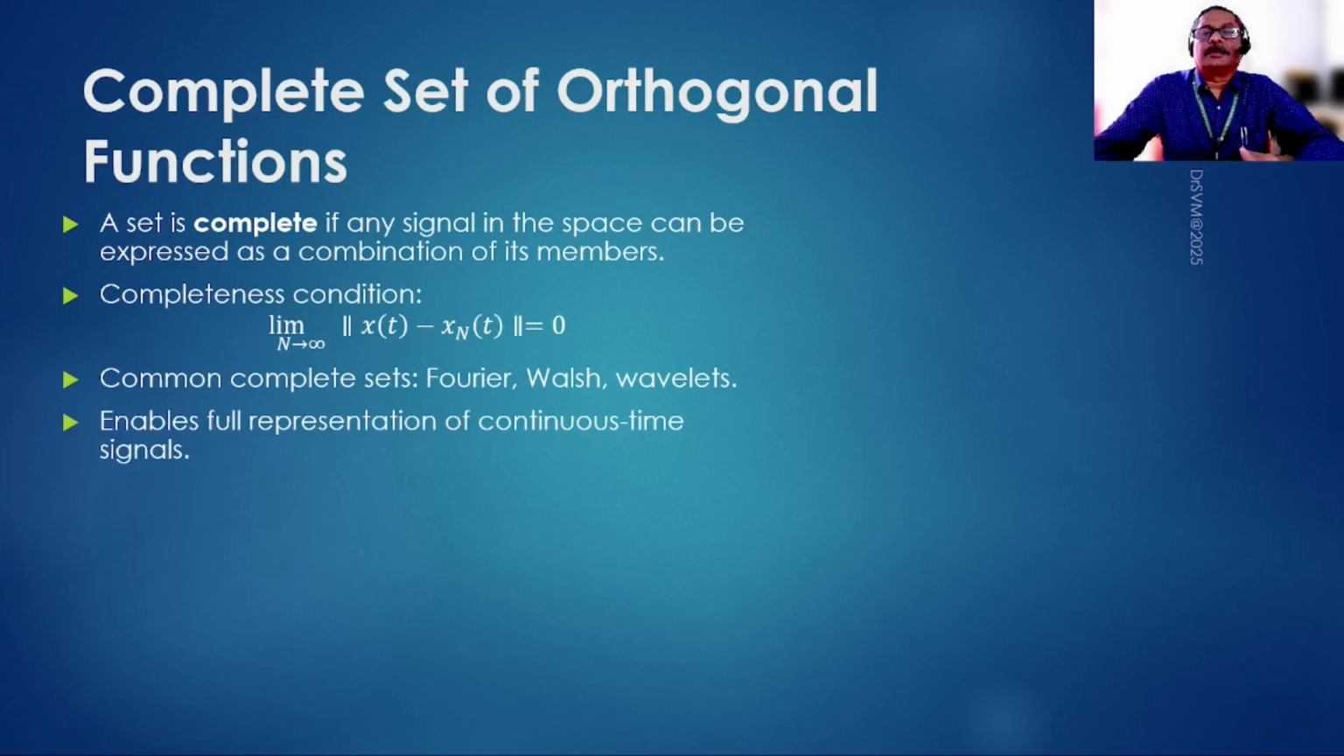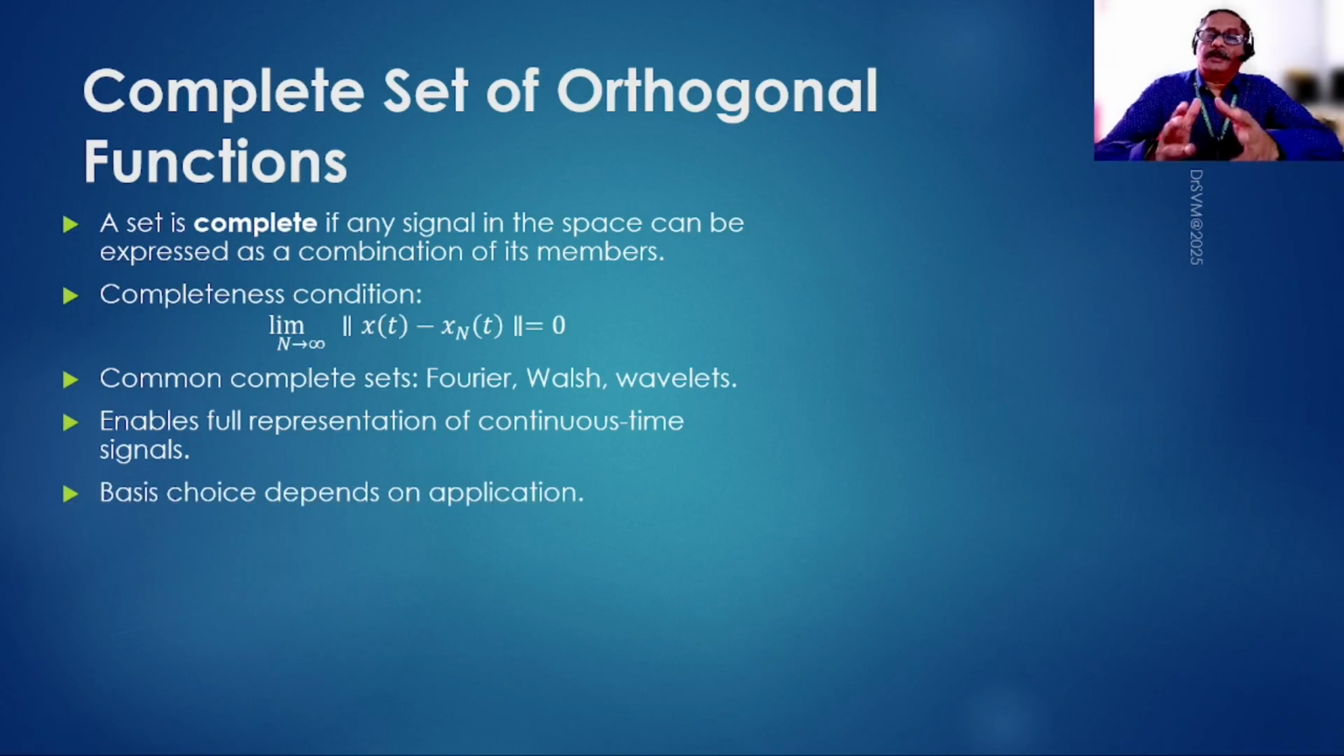So the complete set of orthogonal functions enables full representation of a continuous time signal, and the basis choice depends on the application. If we are working on a particular type of problem, then some particular type of basis functions is useful. In some cases Fourier is useful, in some cases Walsh is useful, for some cases wavelets are useful, and so on.